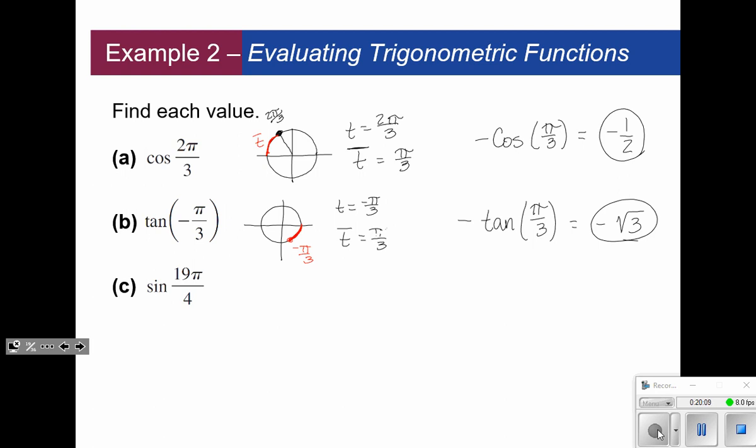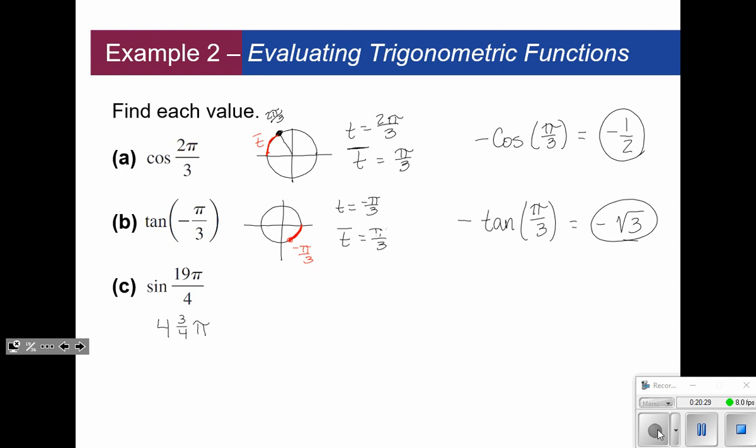Now, this one's a little tricky. Okay, 19 pi over 4. Holy cow. What is 19/4 as a mixed number? 4 3/4, right? So this is 4 3/4 pi.